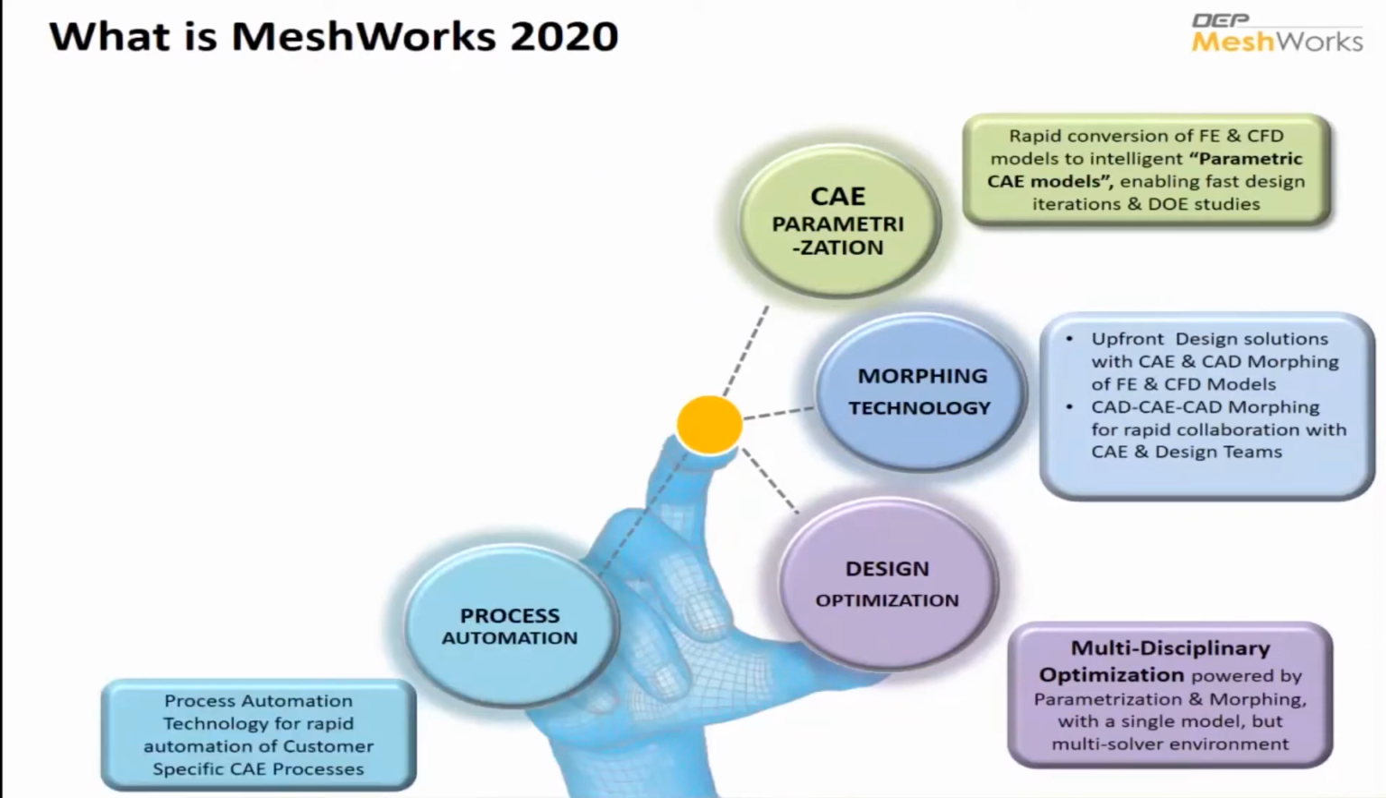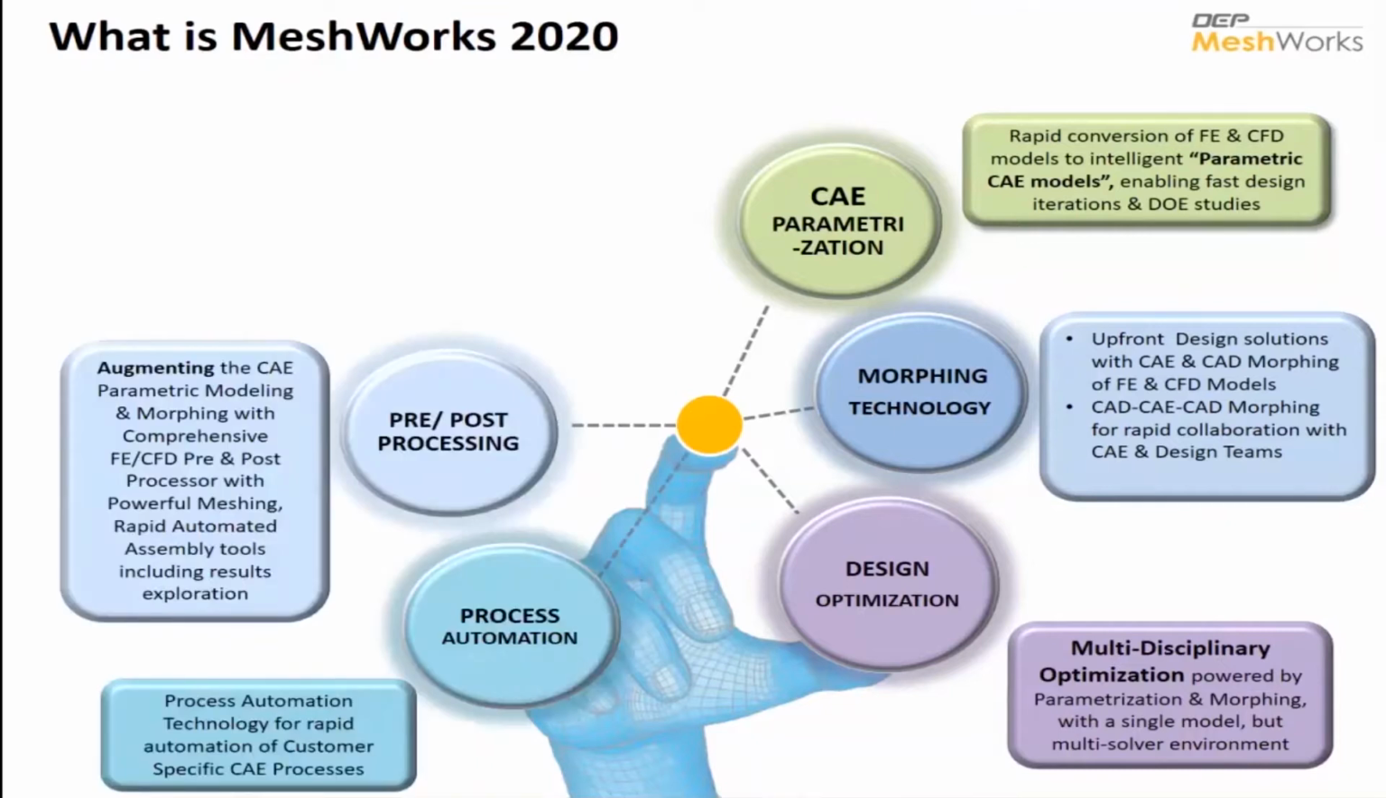Next is our process automation capabilities. As we all know, MeshWorks is widely used across many OEMs and tier 1s. Nowadays, we started receiving a lot of customized requirements from the customer. And we developed automation for the day-to-day workflow at the customer locations, and we will provide it to them free of cost.